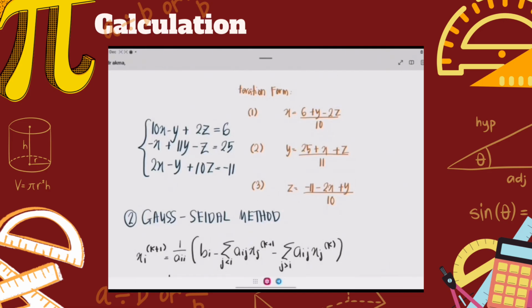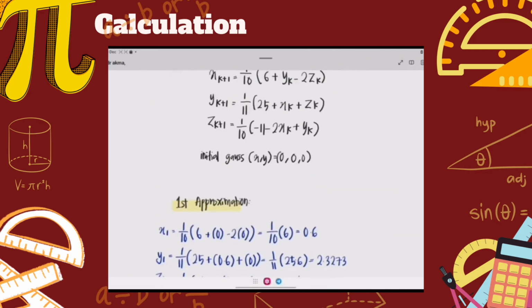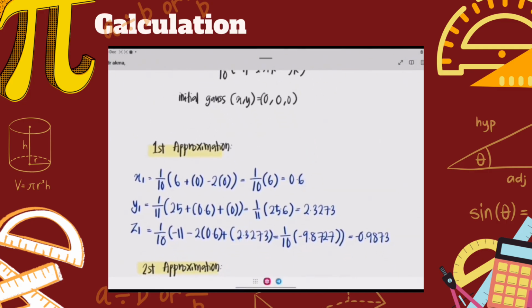As we can see here, the first step is also the same. We have to rearrange the equation to leave only one variable on the left hand side, which is x, y, and also z. And then as we can see here, I also include the formula for the Gauss-Seidel method. Our first approximation, we use 0, and then we will get 0.6, and then the value 0.6 is immediately used in the calculation.